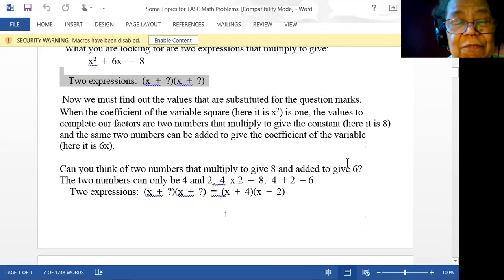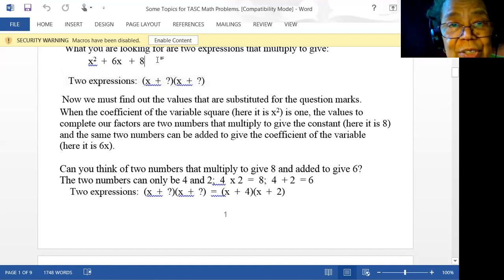Those numbers are 4 and 2, because 4 and 2 multiply to give you 8, and 4 plus 2 adds to give you 6. So now we know what goes in these question marks: x plus 4 and x plus 2. Now you can check it. You can multiply x plus 4 times x plus 2, and you should get back this expression. All right, try it.